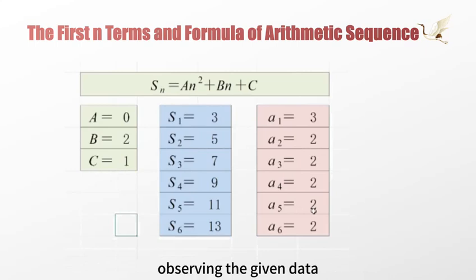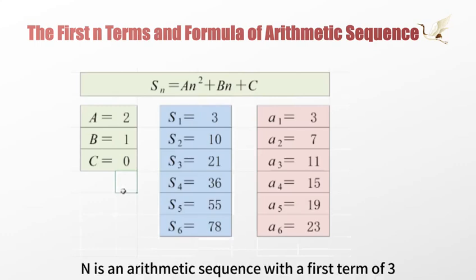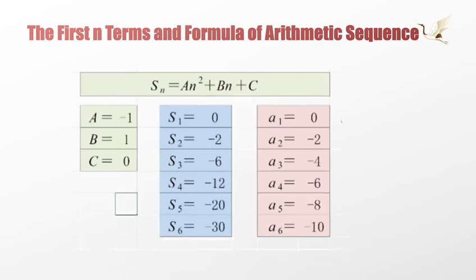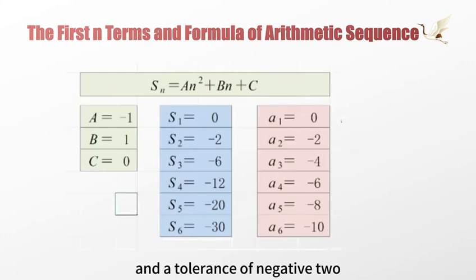Observing the given data, we can see that in the cases where the sequence {aₙ} is an arithmetic sequence, c is equal to 0. So, is it true that as long as c equals 0, {aₙ} is an arithmetic sequence? Let's take a few more sets of data to try. a equals 2, b equals 1, and c equals 0. The sequence {aₙ} is an arithmetic sequence with a first term of 3 and a common difference of 4. When a is −1, b is 1, and c is 0, the sequence {aₙ} is an arithmetic sequence with a first term of 0 and a common difference of −2.